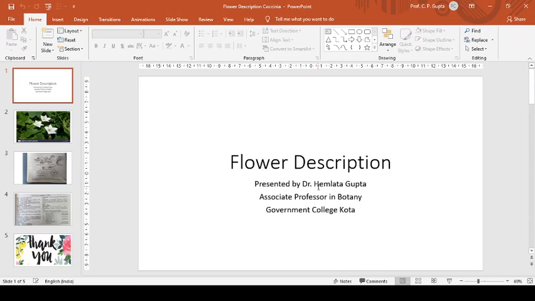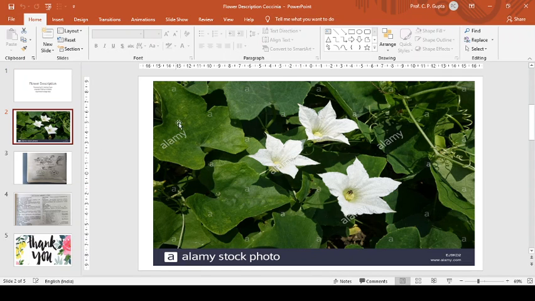In the series of flower descriptions for the practical purpose for MSc Botany Semester 3, Paper 13, that is Taxonomy of Angiosperms, today we will discuss the flower description belonging to family Cucurbitaceae, that is Coccinia cordifolia.